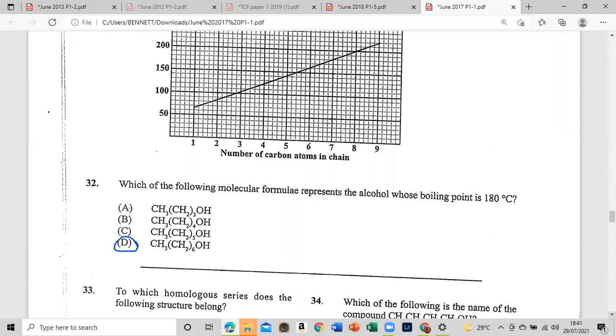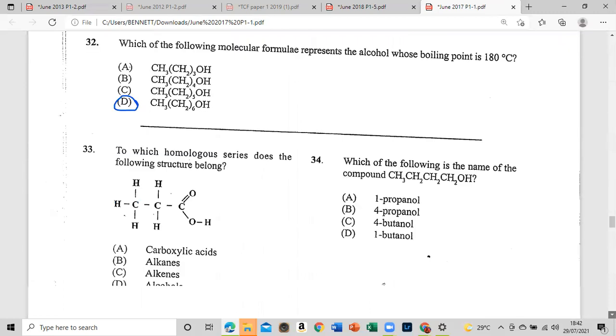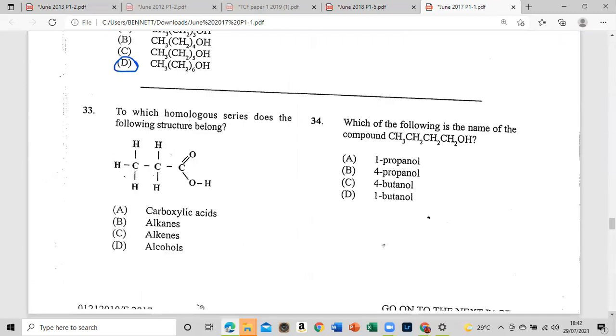33. Which homologous series does the following structure belong to? Is it alcohol, carboxylic acid, alkanes, or alkenes? And 33 is A. The only thing they did was change it from A to D. So guys, you have to be very careful on the structure. Alright, I said that earlier in the earlier video.